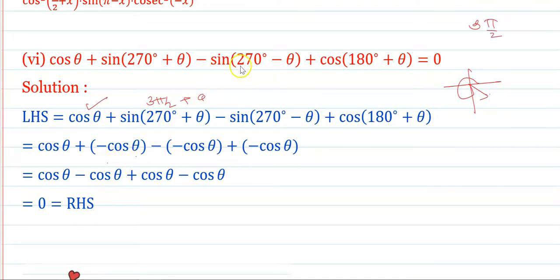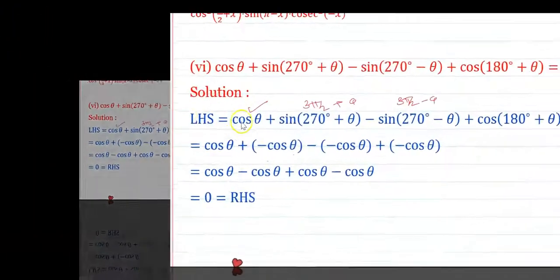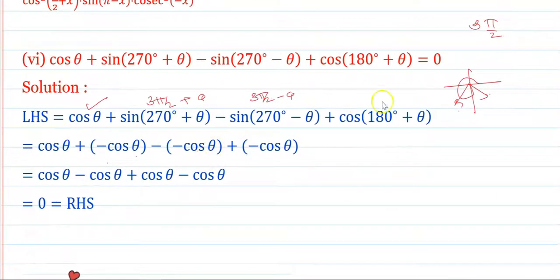Next, sin of 270 minus theta. 270 minus theta is in the third quadrant. Again 270 means what? 3 pi by 2 minus theta. For an odd multiple of pi by 2 plus or minus theta, the function will change. So sin will become cos. It is in the third quadrant. Again the sign is negative. Therefore it is minus cos theta.